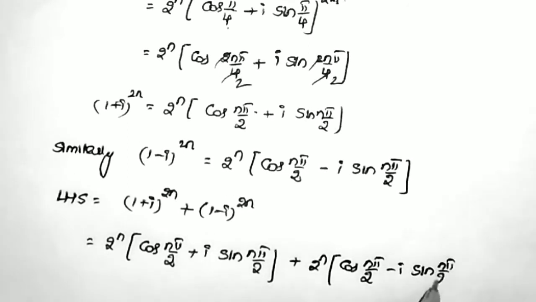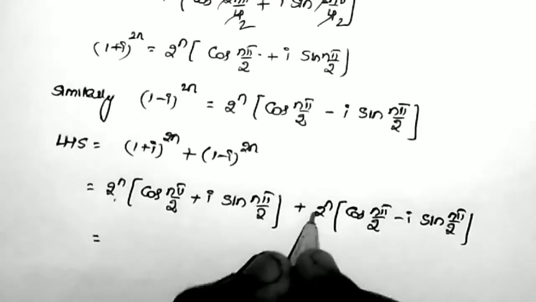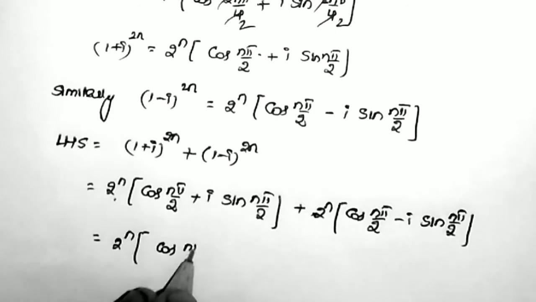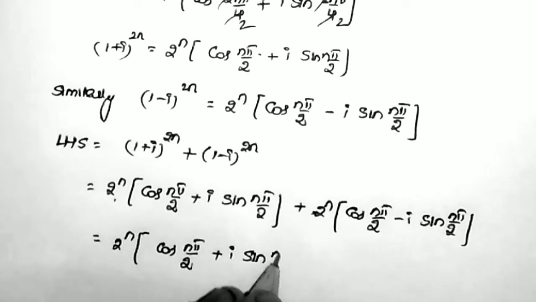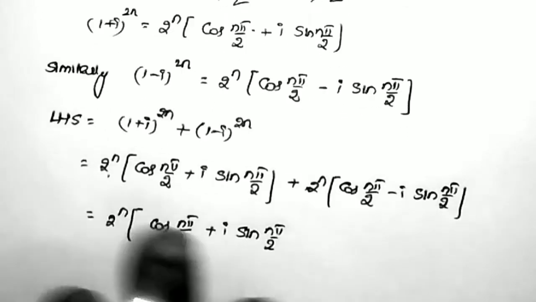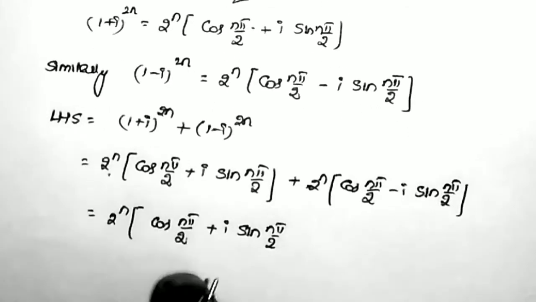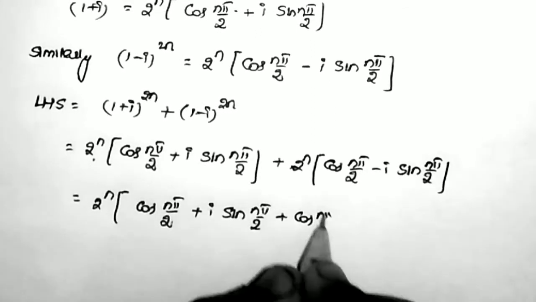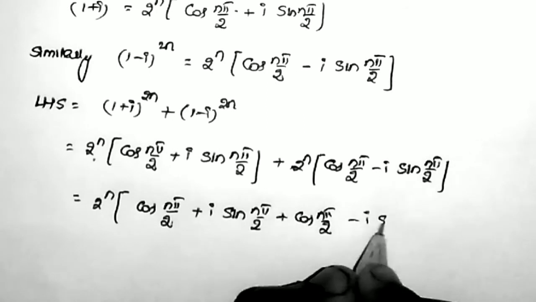Now what is the next step? See here, 2 power n is common in both of the terms. So taking 2 power n common here, 2 power n into cos n pi by 2 plus i sin n pi by 2. This is the first remaining value, and the next value is cos n pi by 2 minus i sin n pi by 2.